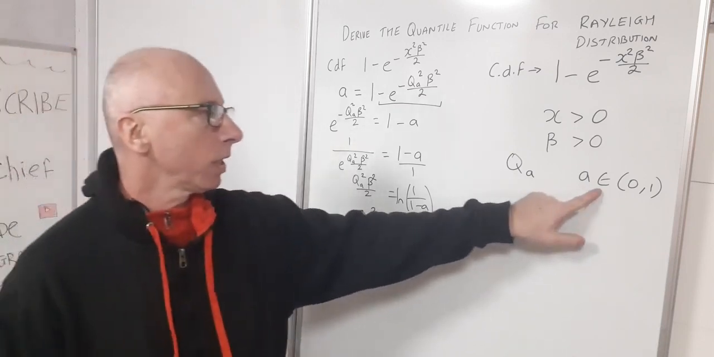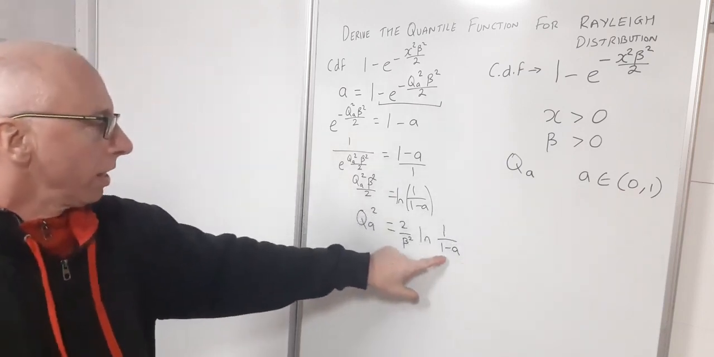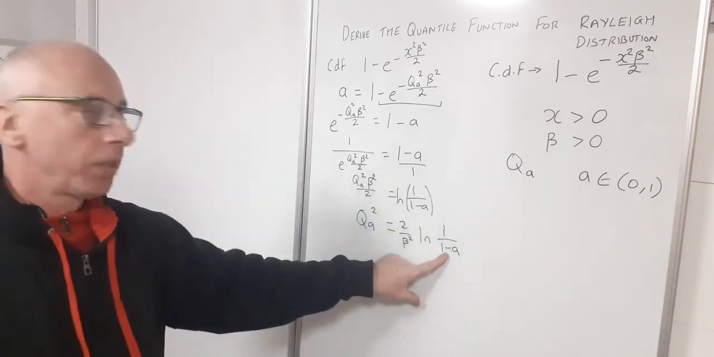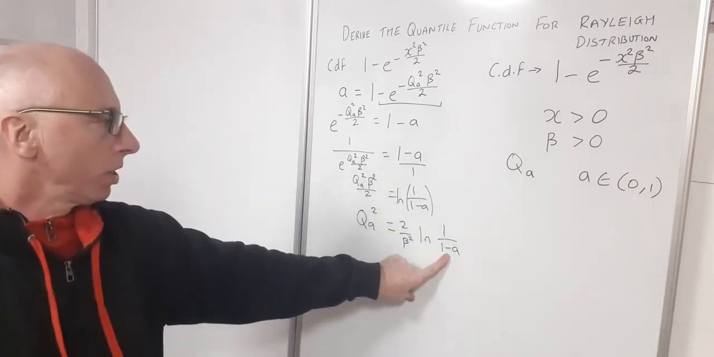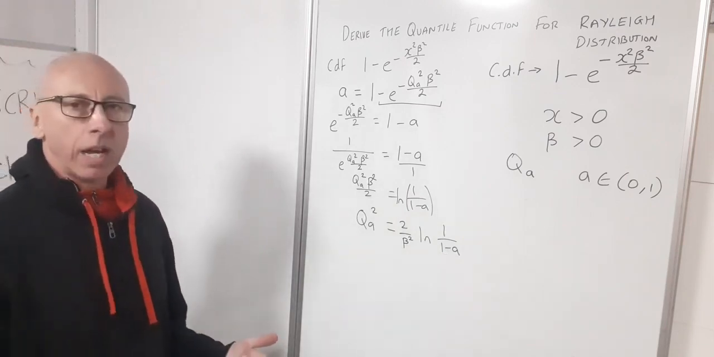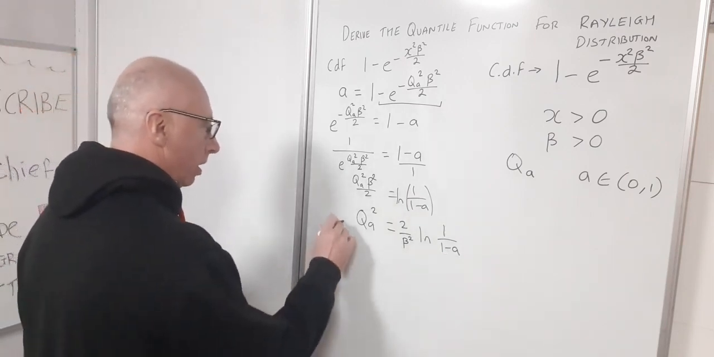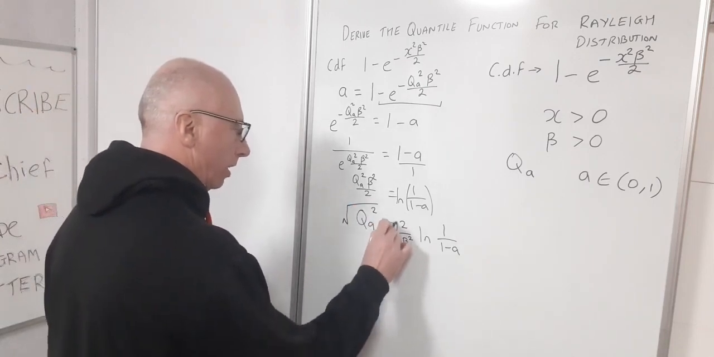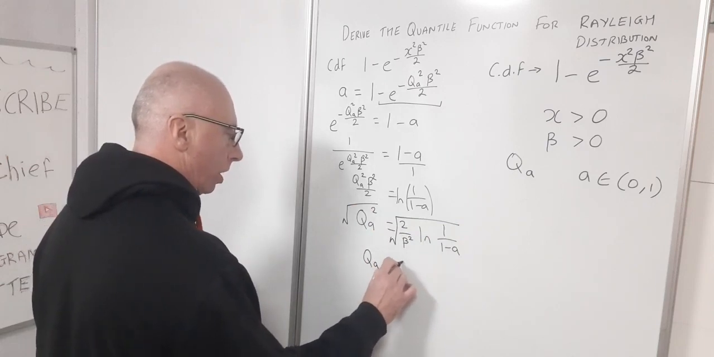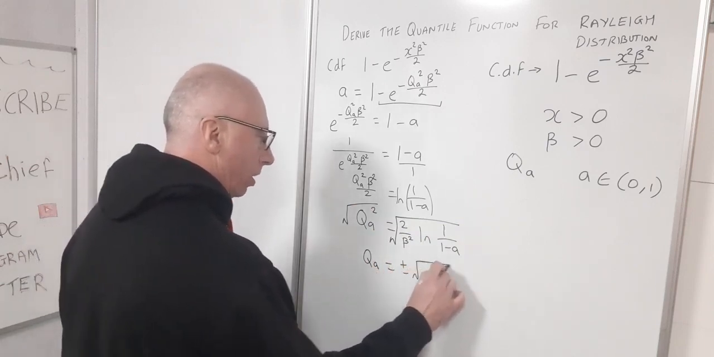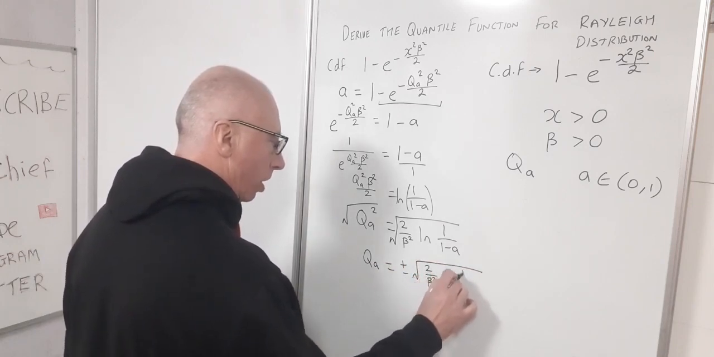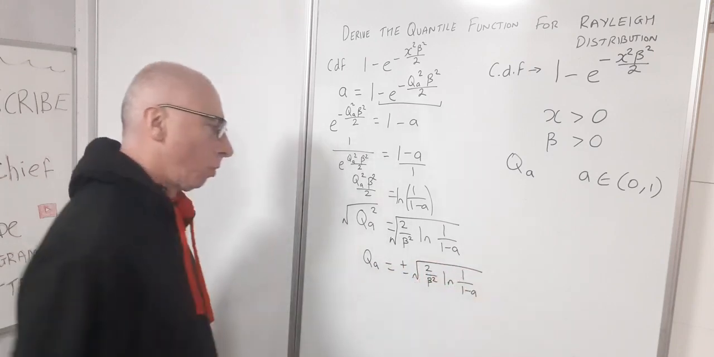Now as A is between 0 and 1, this is going to be legitimate, because A won't actually be 1, so I won't end up with a 1 over 0 situation. So that's going to be fine as that is. So now all I need to do is take the square root on both sides. So take the square root of that, and square root of that. I'll end up now with my quantile function equals plus or minus the square root of 2 over beta squared, natural log of 1 over 1 minus A.